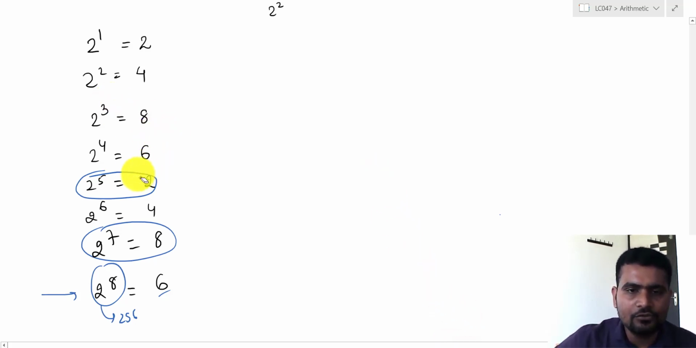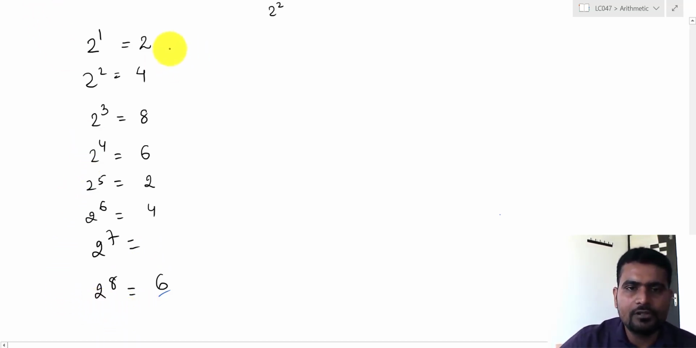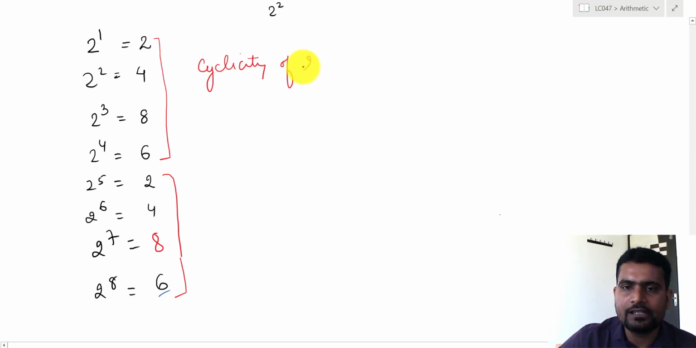If I tell you to observe something here, observe carefully that after every 4 digits, the digits are getting repeated. 2 4 8 6, 2 4 8 was there, 2 4 8 6. Can I say the cyclicity of 2 is actually 4? Yes or no? The cyclicity of 2 is actually 4.